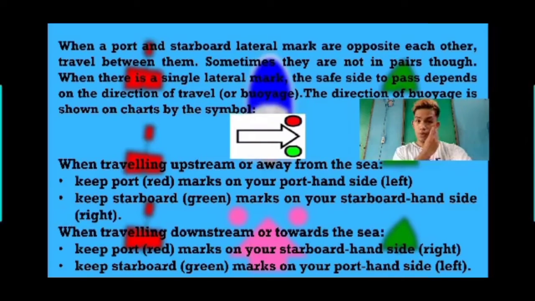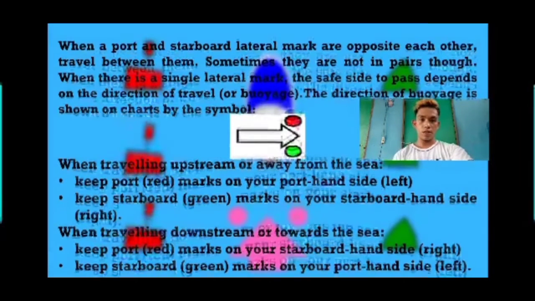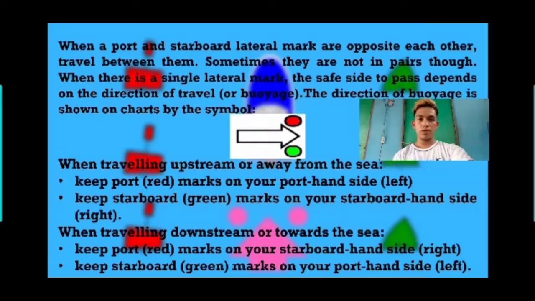So when you are traveling upstream, the port red marks are on the port hand side and the starboard green marks on the starboard hand side. And also when traveling downstream or towards the sea, keep port red marks on your starboard hand side and starboard green marks on your port hand side.